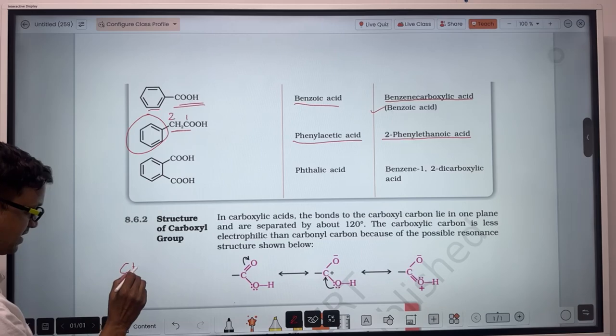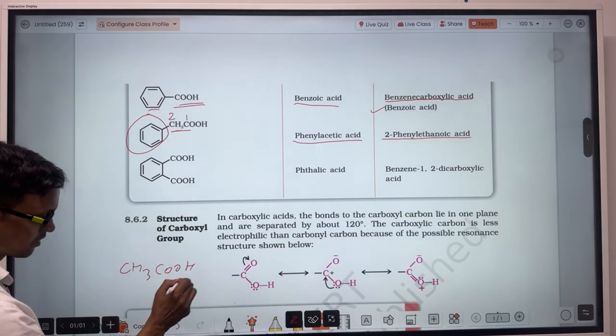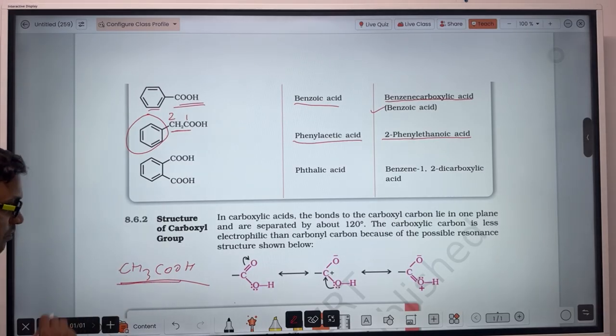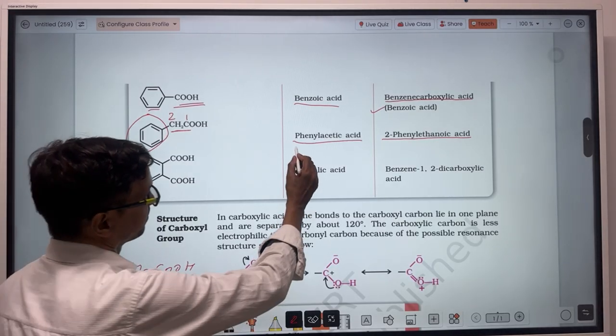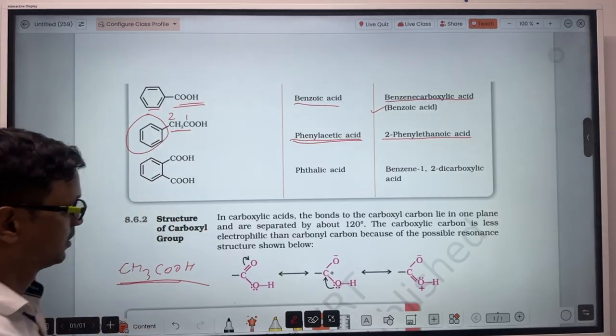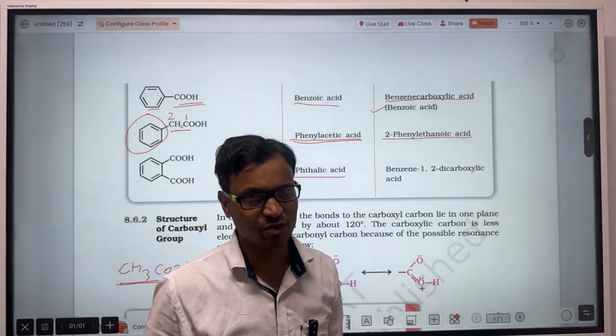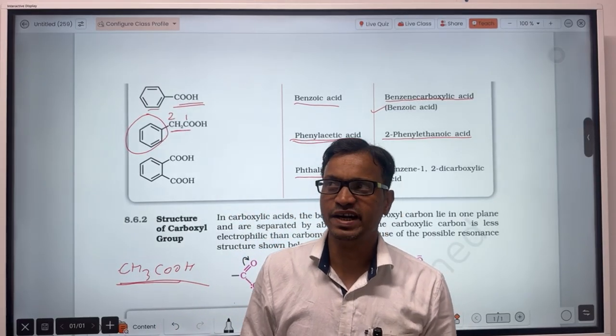Like here, if CH3COOH is there, that is called acetic acid. So to the acetic acid, that means the 2 carbon chain, the phenyl group has been attached. That's why it is called phenyl acetic acid. Guys, keep in mind phthalic acid and the common name of this compound. You keep it in mind.